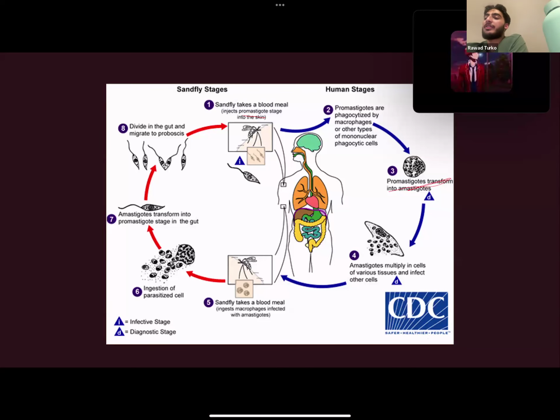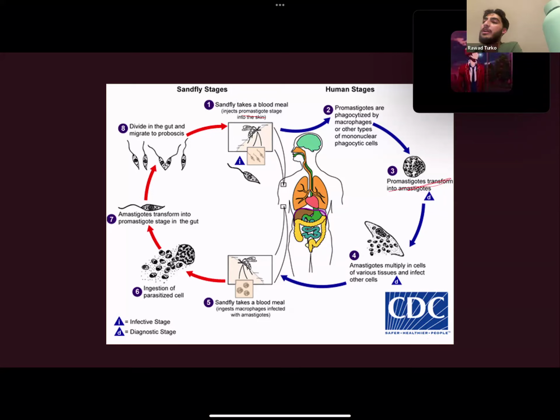Now after these amastigotes form in the macrophages, they rupture, and then the amastigotes go and multiply in cells of various tissues and affect other cells. That's why you would get visceral, mucocutaneous, or cutaneous leishmaniasis. In cutaneous, it stays in the skin. In mucocutaneous, it affects the skin and also other mucous membranes. And in visceral leishmaniasis, it goes to the reticuloendothelial system, which would be the spleen, the liver, the bone marrow, things like that.